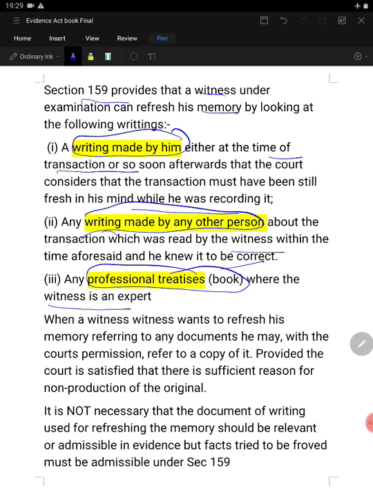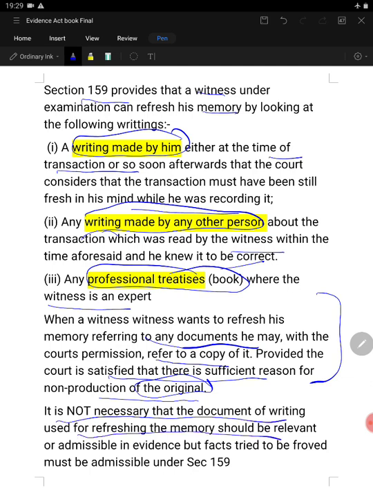So, when a witness wants to refresh his memory by referring to a document, he may refer to a copy of it. But in that case, sufficient reason should be provided as to why the original of the document is not produced. It is, however, not necessary that the document or writing used for refreshing memory should be relevant or admissible in evidence, but the fact sought to be proved must be admissible.